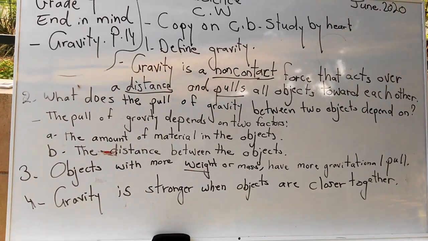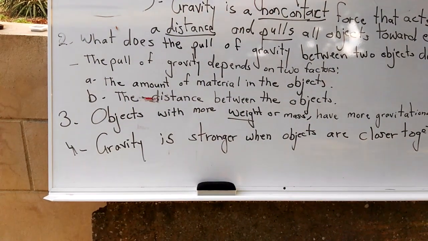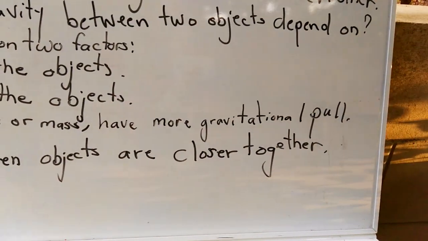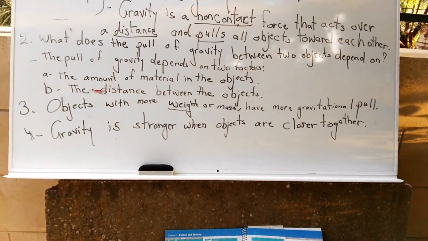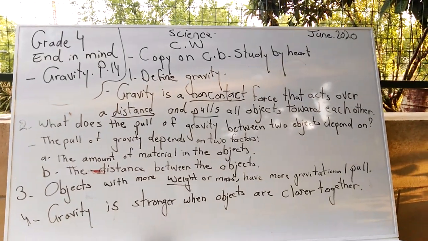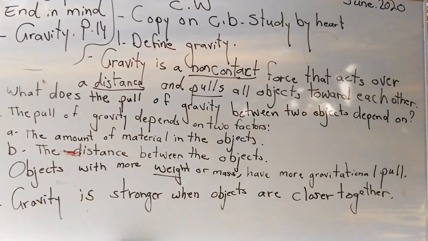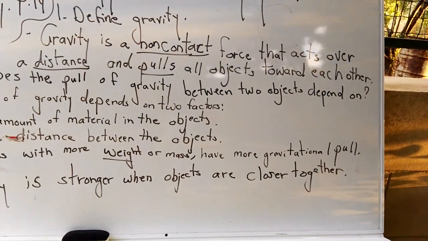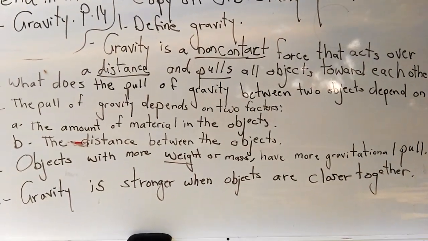I want you now to read number 3. Objects with more weight or mass have more gravitational pull. Gravity is stronger when objects are closer together. Now, if the objects have more weight, they have more gravitational pull. The gravity has to work more on them to pull them down. Means they need more force.